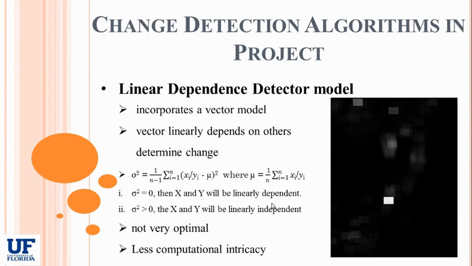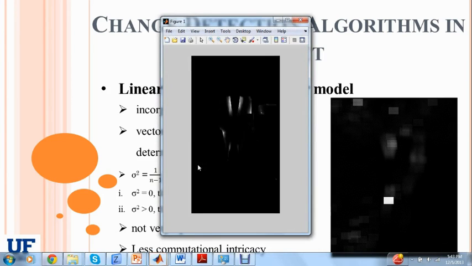To move on to a linear dependent vector model, this incorporates vector models such that it takes into account the other regions that are close by to it and helps in detecting the change. If a vector is linearly dependent on other vectors, then you can use that to determine whether a change actually exists or not.